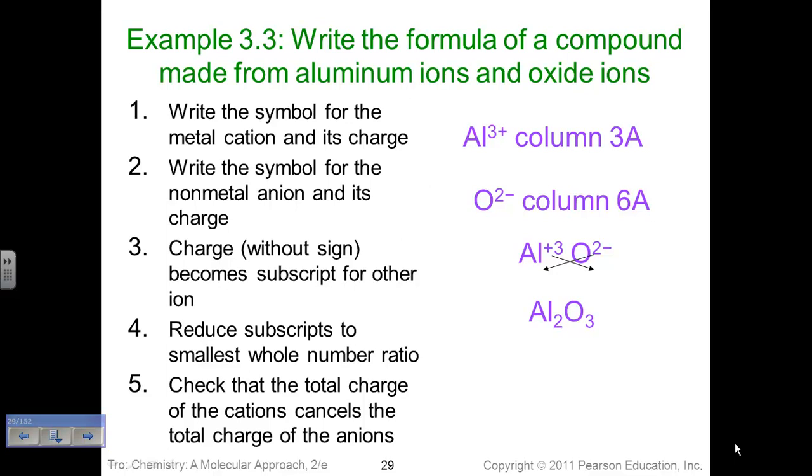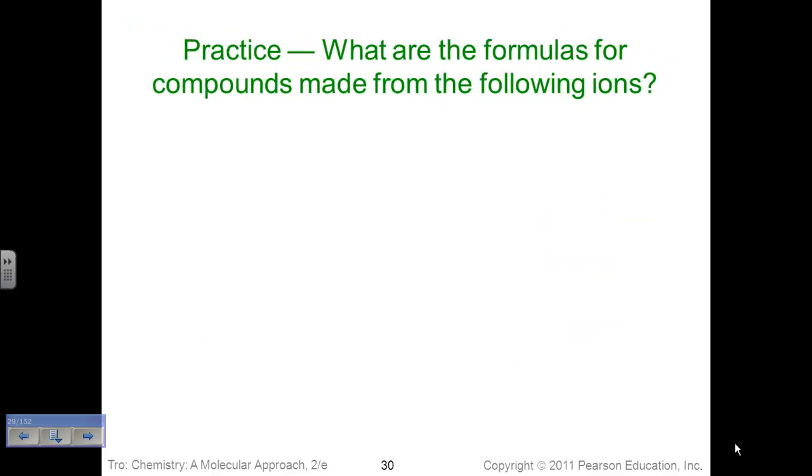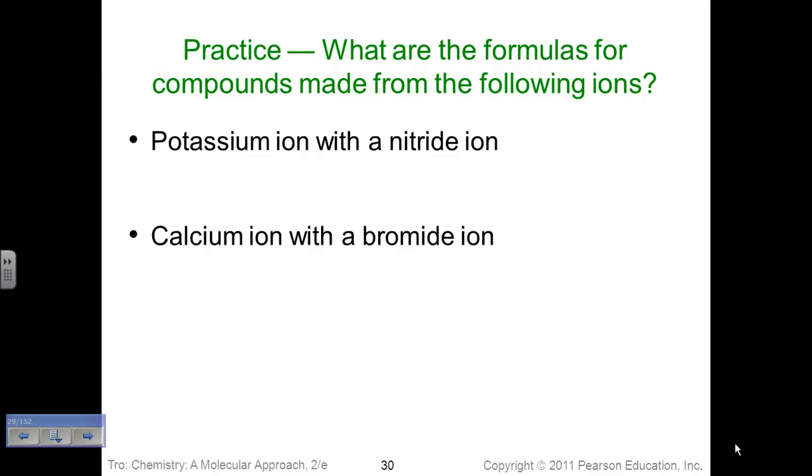Al2O3 is the binary ionic compound called aluminum oxide. Notice aluminum, we have 2 of them, each carrying a +3 charge for a net +6. Oxide, we have 3 of them, each carrying a -2 for a total of -6. Al2O3 does indeed add to 0, aluminum oxide. This is a very, very important skill, writing formulas based on charge.